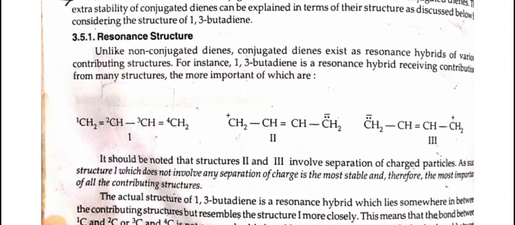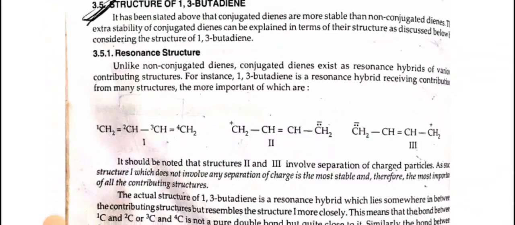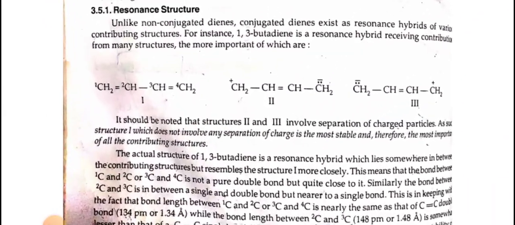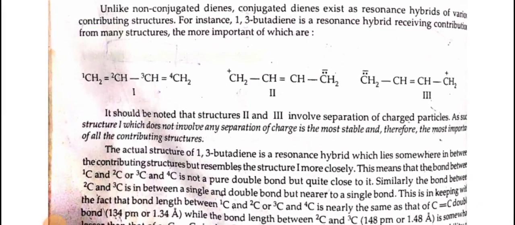It should be noted that structures second and third involve separation of charged particles. As such, structure first, which does not involve any separation of charge, is the most stable and therefore the most important of all the contributing structures. The actual structure of butadiene is a resonance hybrid which lies somewhere in between the contributing structures but resembles the first structure more closely. This means that the bond between first C and second C or third C and fourth C is not a pure double bond but quite close to it.